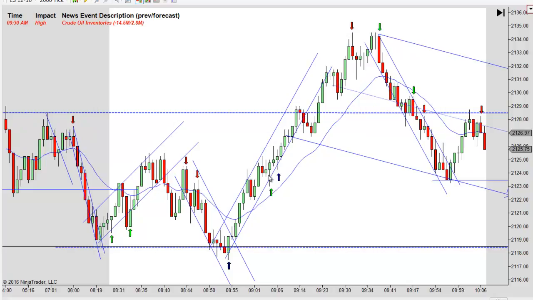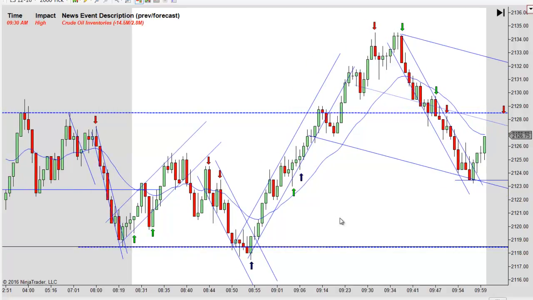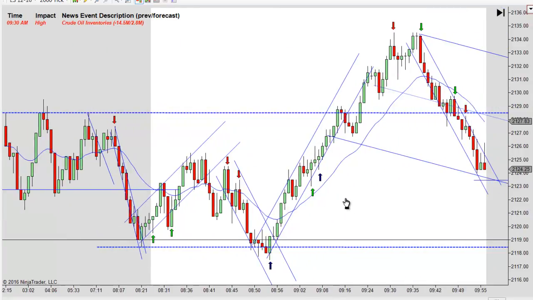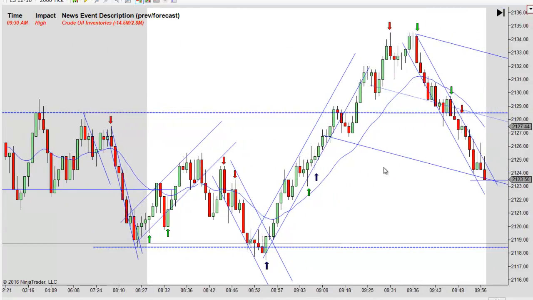And again, you could have entered here. It's just a little more aggressive. There's actually two attempts to go lower, but you've got to get long right into this support that's held all day, all through the overnight. So you just can't get long right there, even though it would have worked.